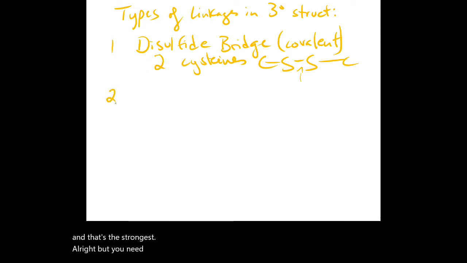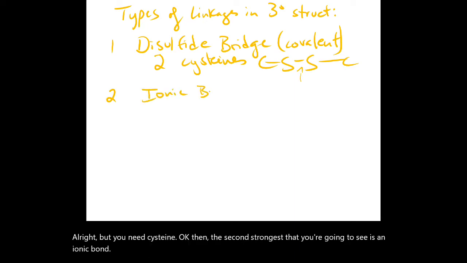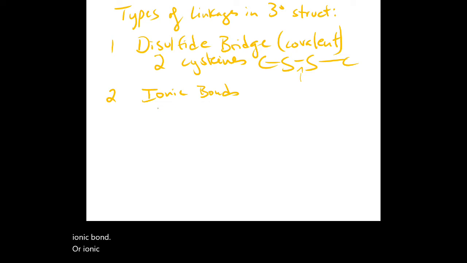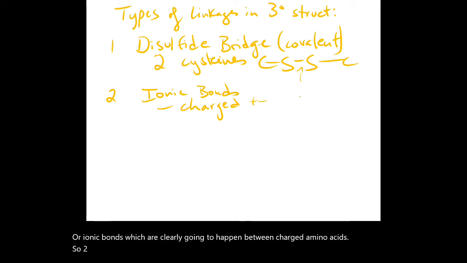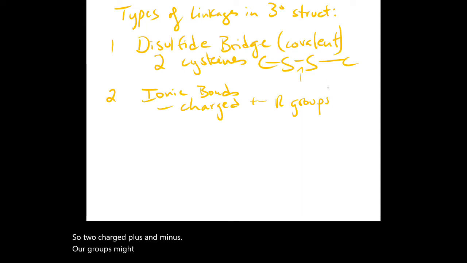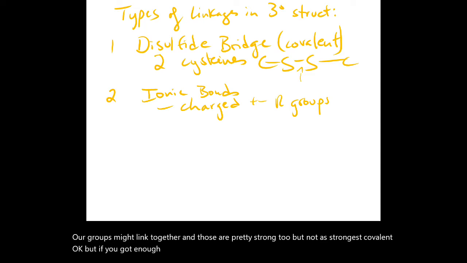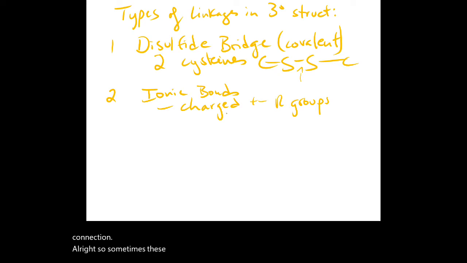Okay. Then the second strongest that you're going to see is an ionic bond, or ionic bonds, which are clearly going to happen between charged amino acids. So two charged plus and minus R groups might link together. And those are pretty strong too, but not as strong as covalent. Okay, but if you got enough of these, that forms a pretty solid, pretty strong connection. All right, so sometimes these are also called the acidic and basic amino acids, or R groups.